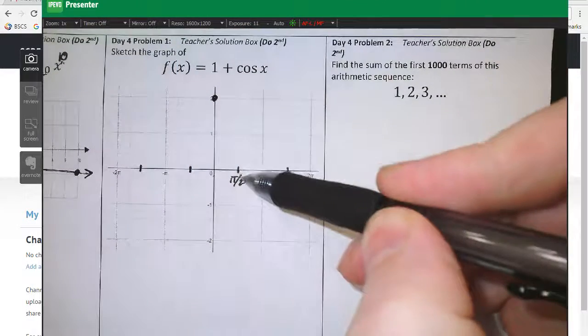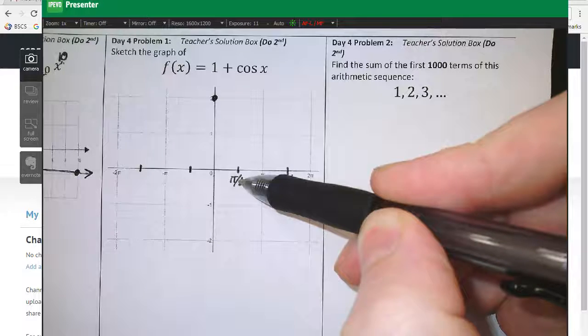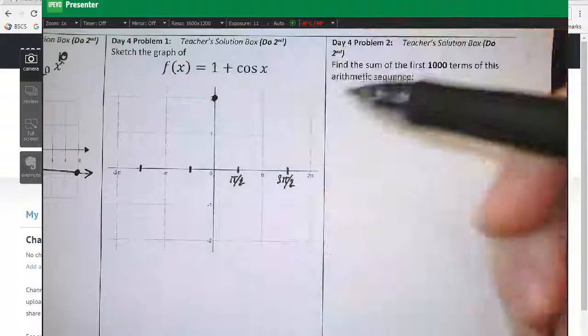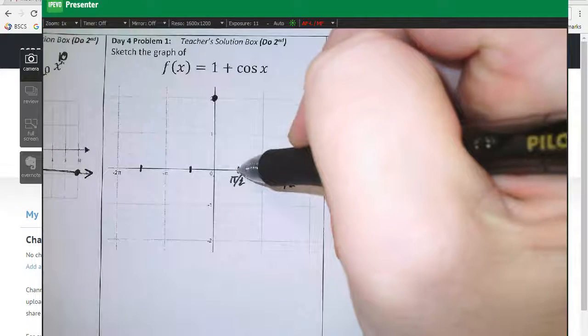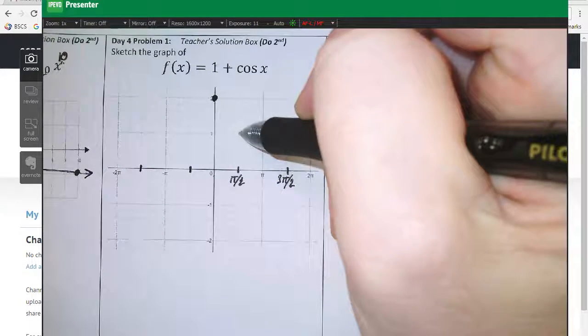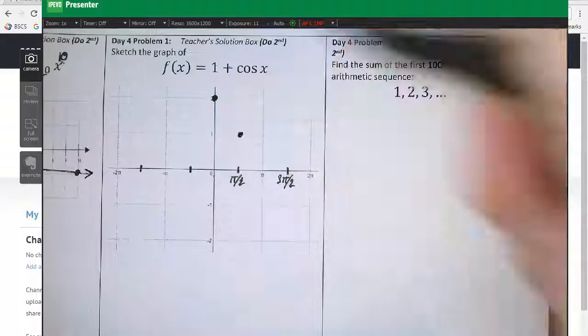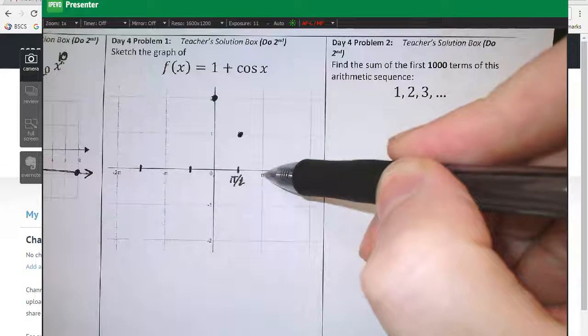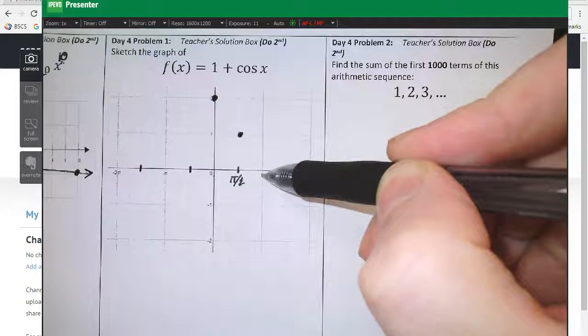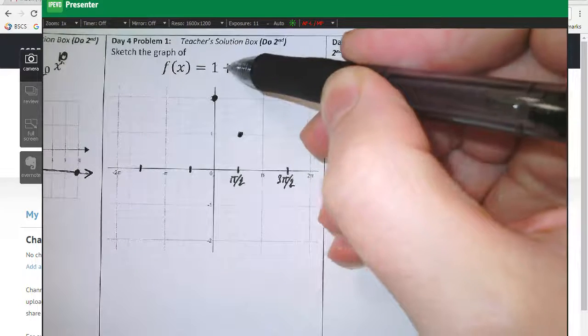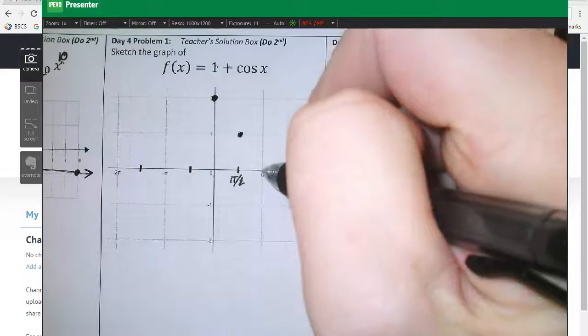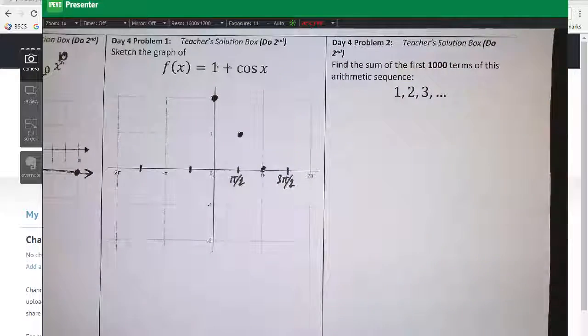Okay, now the cosine of pi over 2, that's 0 on the unit circle. And then when you add 1 to it, you get 1. So when x is pi over 2, the function turns out to be 1. Okay, next let's do the cosine of pi. The cosine of pi is negative 1. And negative 1 plus 1 is 0. And so that dot has a height of 0.